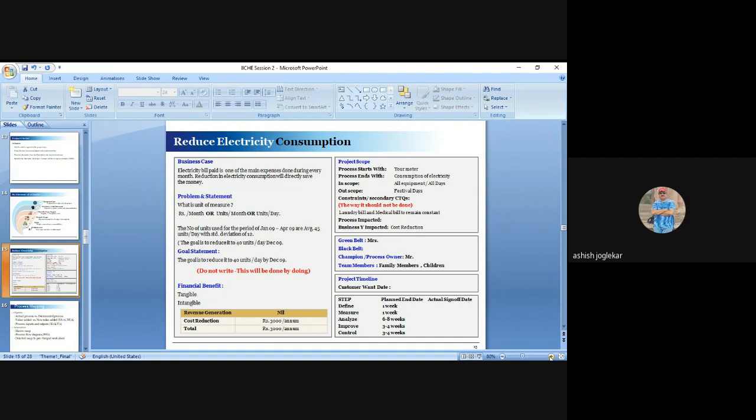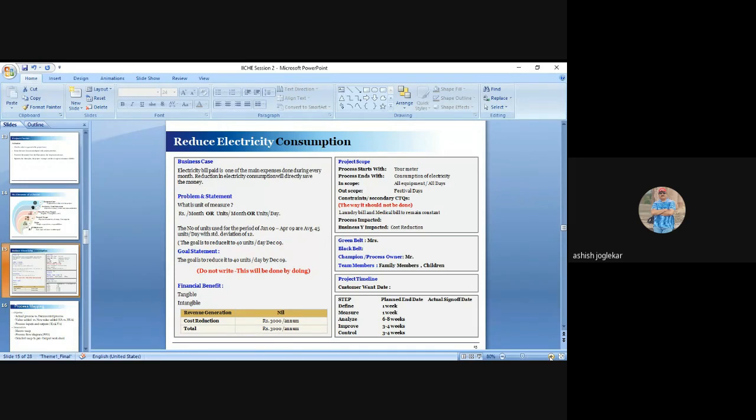Any equipment or any instrument which is working on these lines is your process. So you have to take care of those things. आपके घर में रेफ्रिजरेटर होगा, ओवन होगा, वाटर हीटर होगा, एसी होगा, टीवी होगा, all these things. जैसे उसने लिखा है, in scope are all equipment and days, all days. Out of scope is festival days.